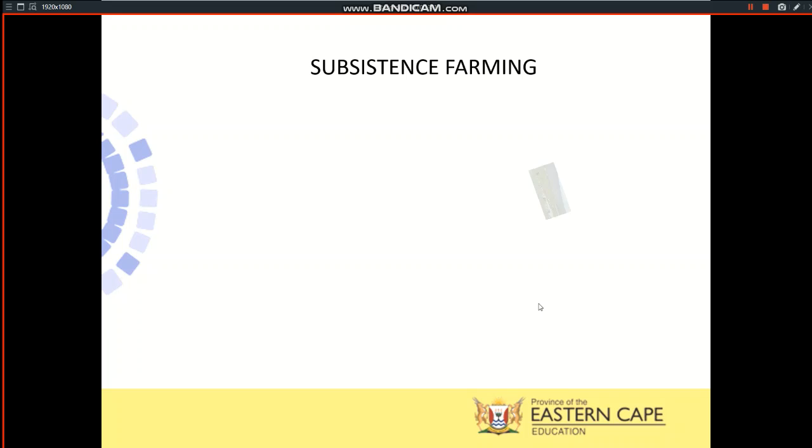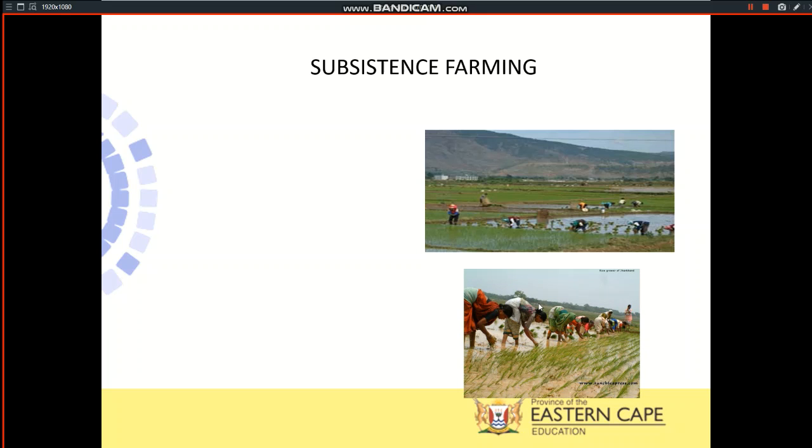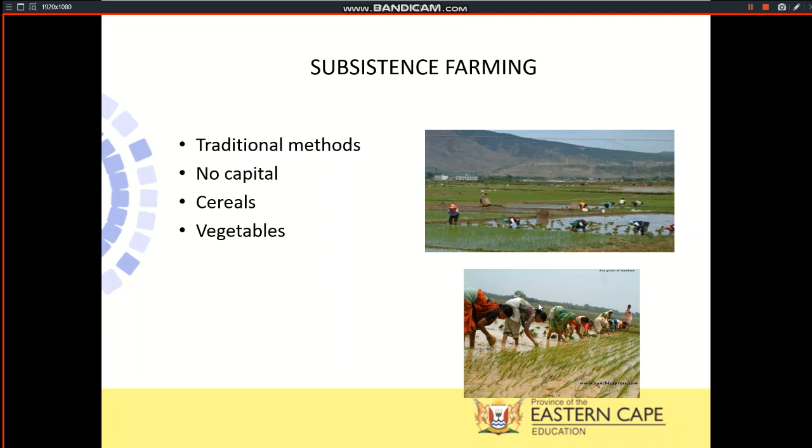Let's look at subsistence farming closely. You see there a picture of many people farming a specific piece of land. Usually you can see many people. This is subsistence farming, and you can see the crop that is usually farmed in the slabs. It's probably a rice bed, but you can see that it's a traditional method that is used. In most instances, there's no machinery with this type of farming. There's no capital involved. It's usually your cereals, rice, etc. that can be farmed, vegetables.